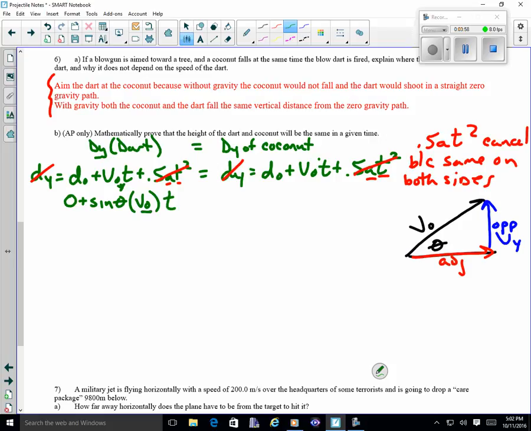Now that equals the distance of the coconut in the y direction. Well, I don't know that, so I'm going to bring this down. It's the original distance of the coconut in the y direction. But I do know that the original velocity of the coconut, since it was just hanging there, is 0. So now that goes away, and I can get rid of this because it's 0. So I've now proven that the distances in the y directions are going to be equal. But that doesn't mean that they're equal in the x direction. So I have to have something that's going to prove that the x directions are also involved in this.